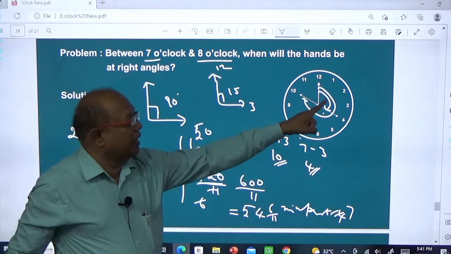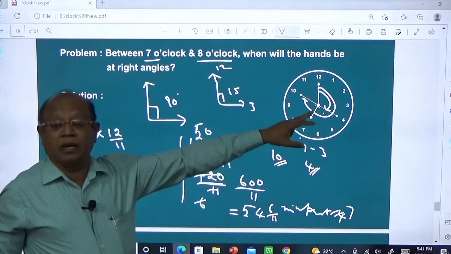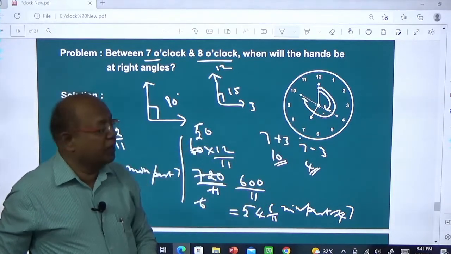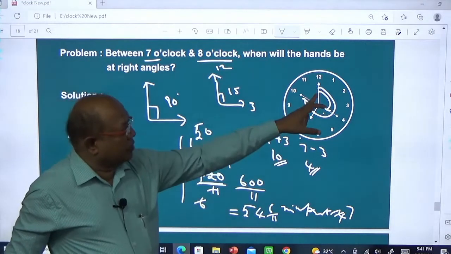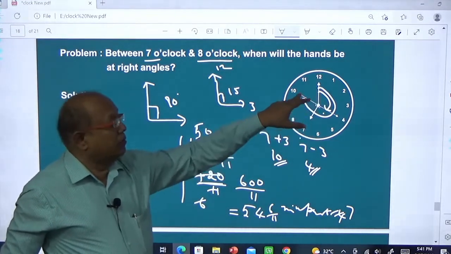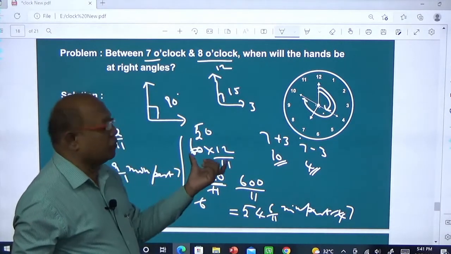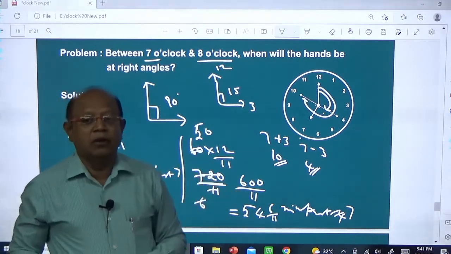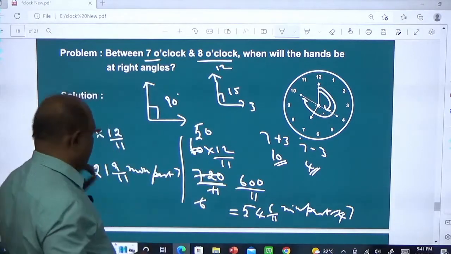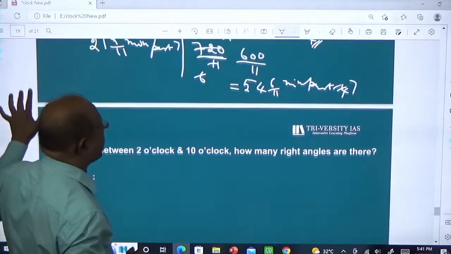For 4, the bigger hand has to come to 4 all the way from 12. That means it has to cover 20 minutes, while to come to 10, the bigger hand has to cover 50 minutes. So 50 into 12 by 11. So you will have two right angles. So this is the way to find the right angles.